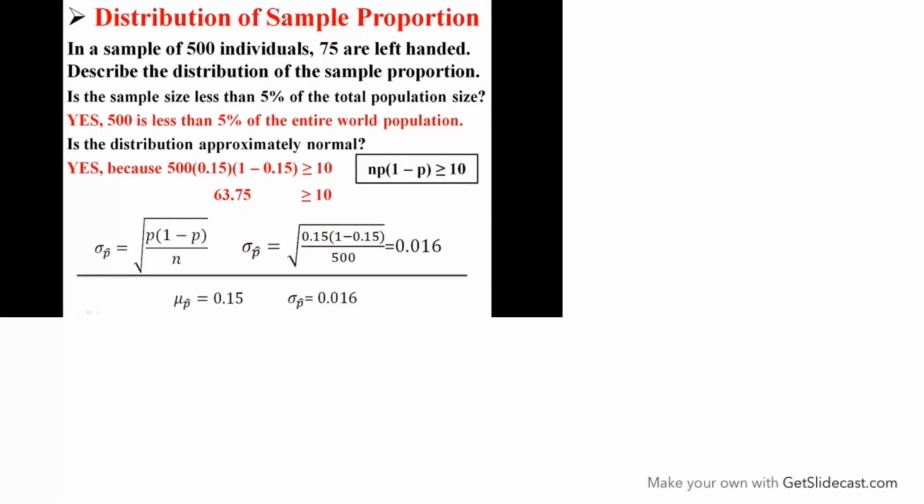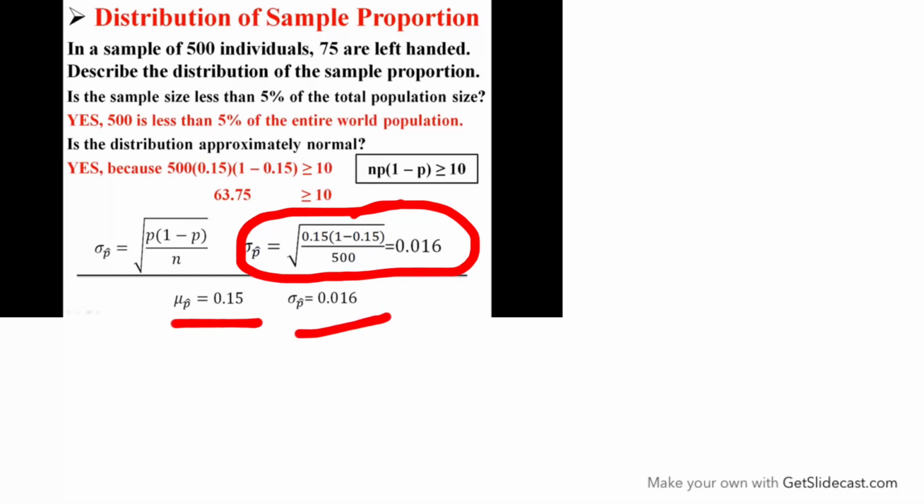When you do that, you will get exactly what you are seeing on the screen. This is all about the standard deviation of a sampling distribution. And of course, at this point, you get your mean of proportion and then your standard deviation of proportion.